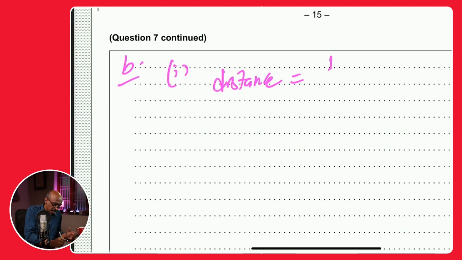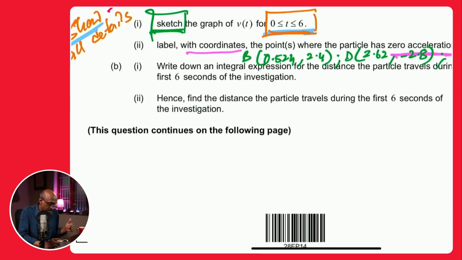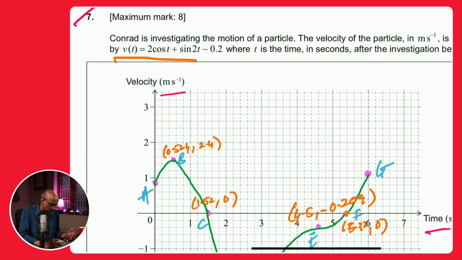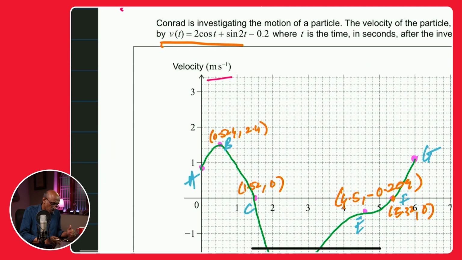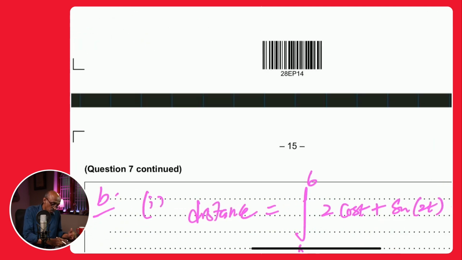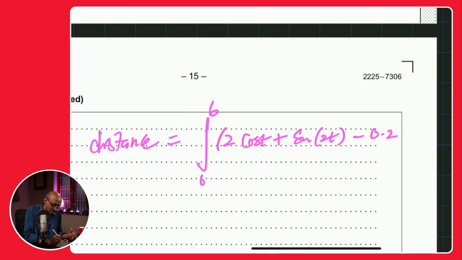The distance is the integral from 0 to 6. Everything is going to be accounted for your marks, okay? Lower limit, upper limit. Okay, the expression for the velocity. What is the expression for the velocity? 2 cos t plus sine of 2t, I believe, and minus 0.2. Let me just see whether I got that right, okay? So it is 2 cos t plus sine 2t minus 0.2, and do not forget the dt, okay? It's in terms of t. So put all this in a bracket and write down dt. This is it. And to be safe, as I always said, put that modulus sign.